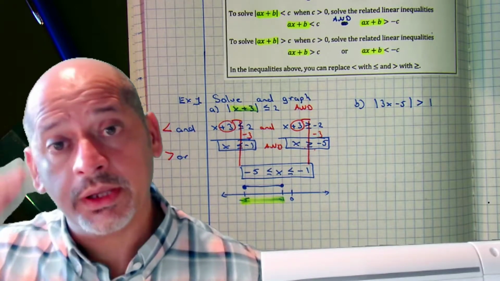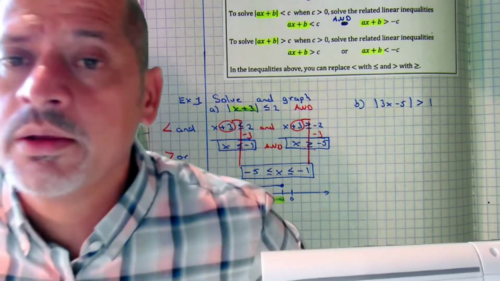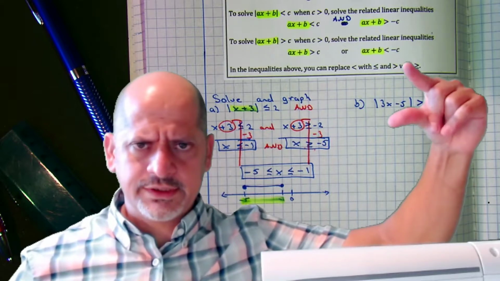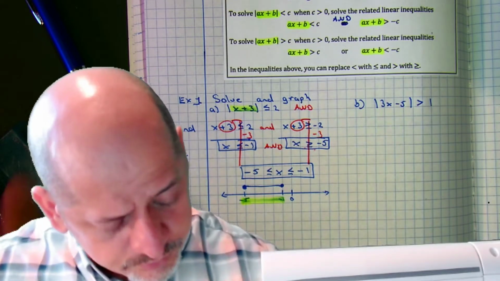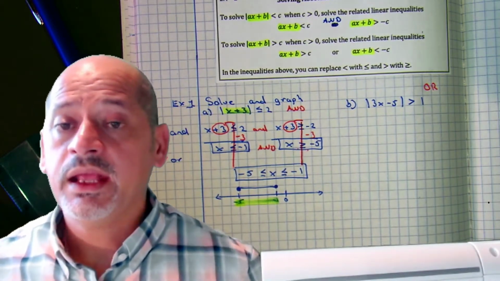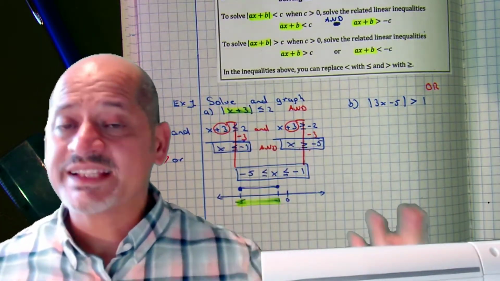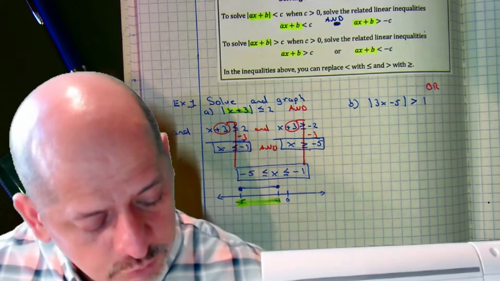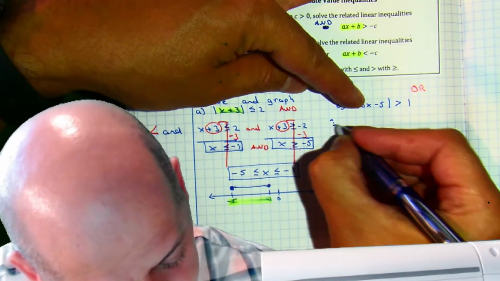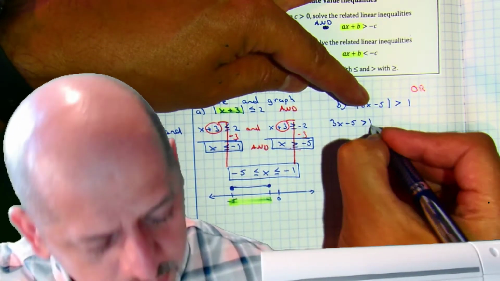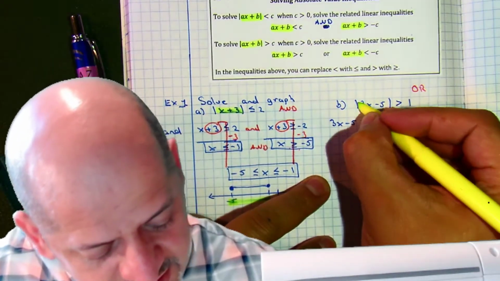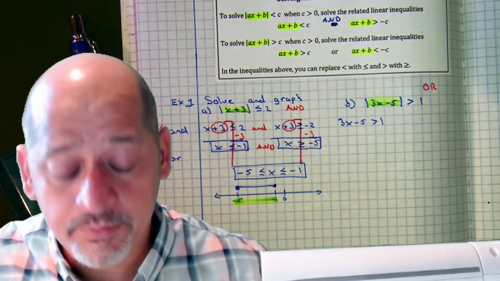So now let's go and try letter B. Letter B, is that an and or an or? Let's see, greater, that's an or. You see it? So I write down the word or on top. And when we separate them, it's going to be exactly the same. The first one will be, let me write small and make sure it fits, 3x minus 5 is greater than 1. Easy. And I'm going to highlight my absolute value because that part stays exactly the same.